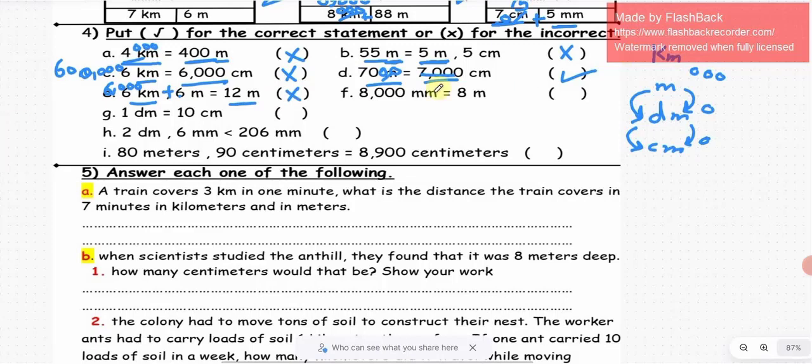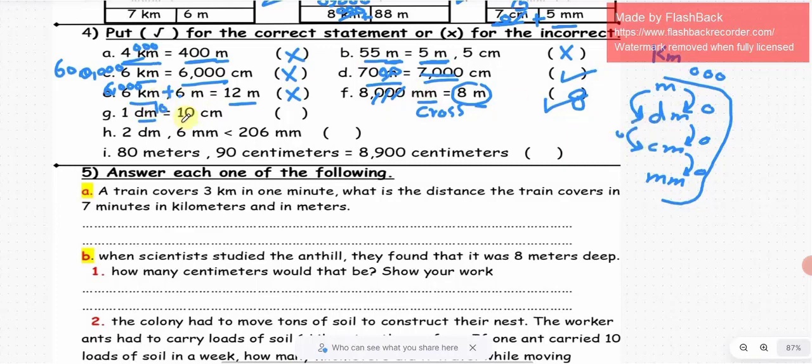1 decimeter equals 10 centimeter. Letter F, 8,000 millimeter equals 8 meter. Millimeter is a small unit, so I'm going to cross. Between millimeter and meter, there are 3 zeros, 3 steps. So cross 3 zeros to be 8. So this is right. Letter D, 1 decimeter equals 10 centimeter. Decimeter is a bigger unit. How many zeros do I put between them? 1 zero only. So put 1 zero, it will be 10. So this is right.